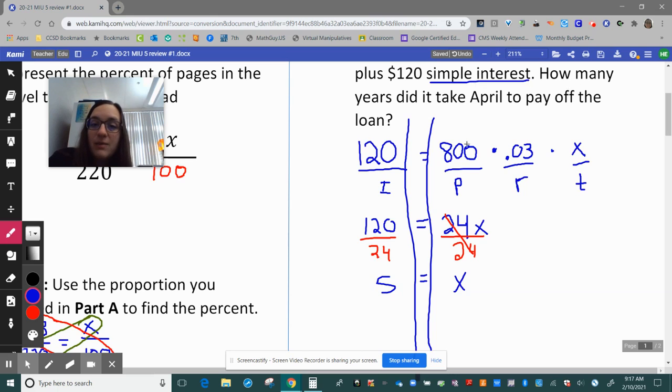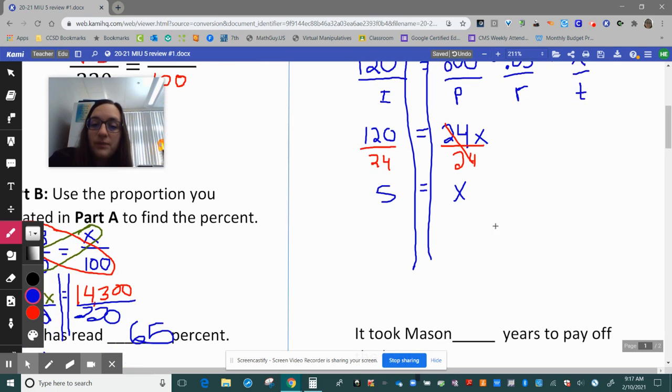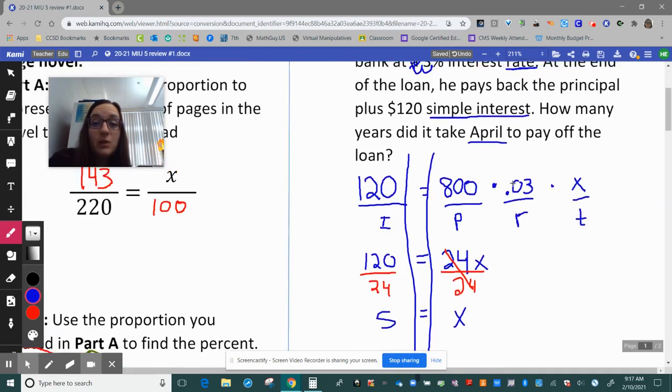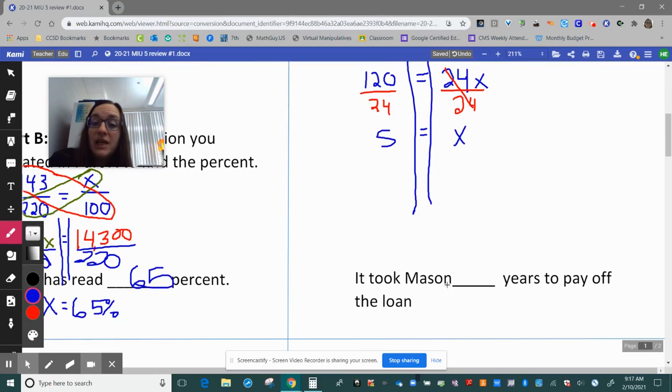So then if we go back, how many years did it take April to pay off the loan? It took... Look at that typo. Mason, April. Well, whoever it is, Mason/April. It took them 5 years to pay off the loan.